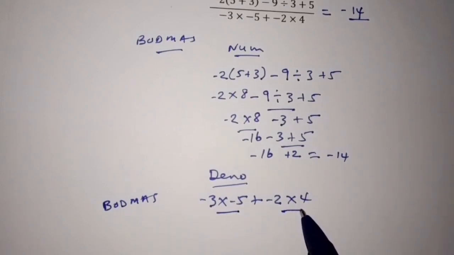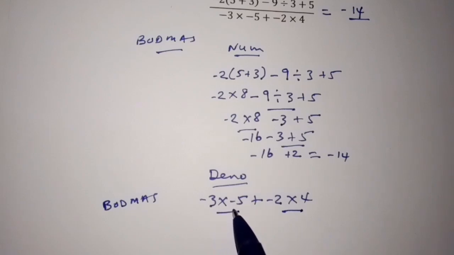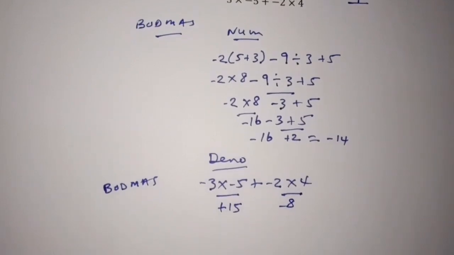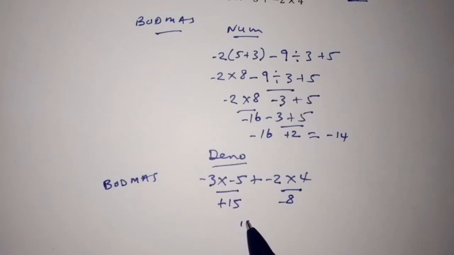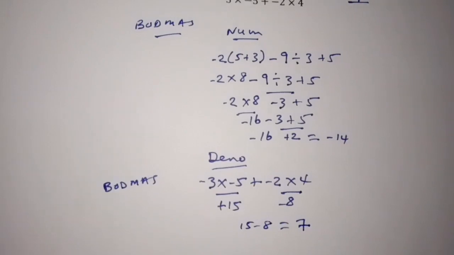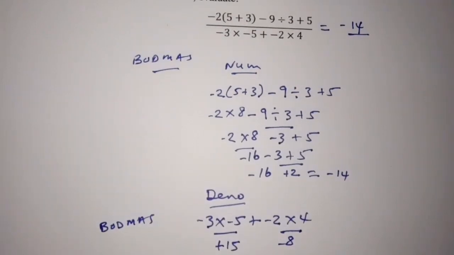So we multiply -3 times -5, which is +15. -2 times 4 is -8. So this is giving us 15 minus 8, which is equal to 7.